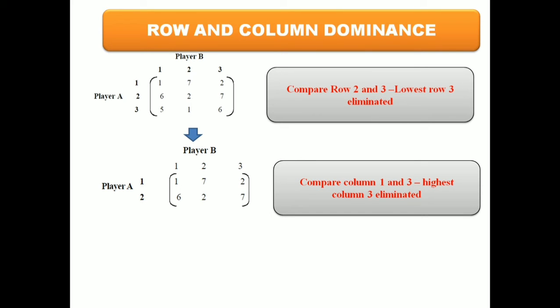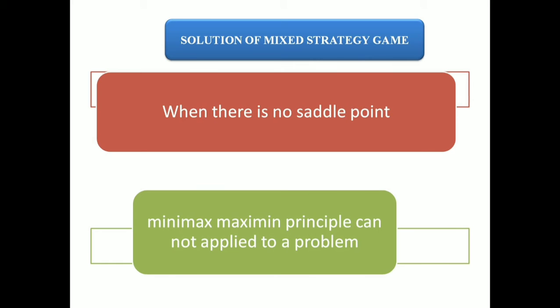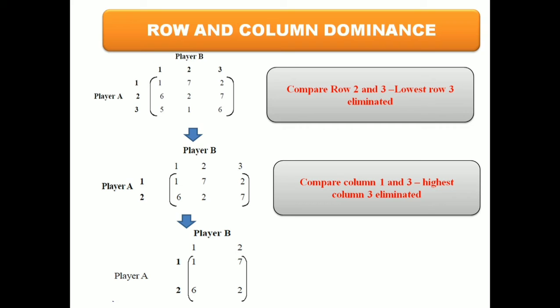Then compare column number 1 and 3. Comparing these, column 3 is the highest column and can be eliminated. See, this is the matrix after eliminating the highest column 3. So, this is how you can apply the principle of dominance. You compare rows number 2 and 3, and the lowest row 3 is eliminated. Comparing column number 1 and 3, the highest column 3 is eliminated. So this is the way you can reduce the matrix to the 2 into 2 form.